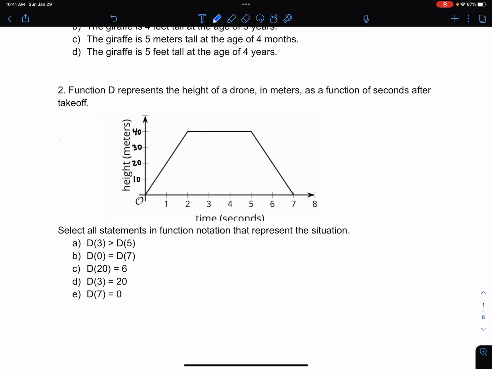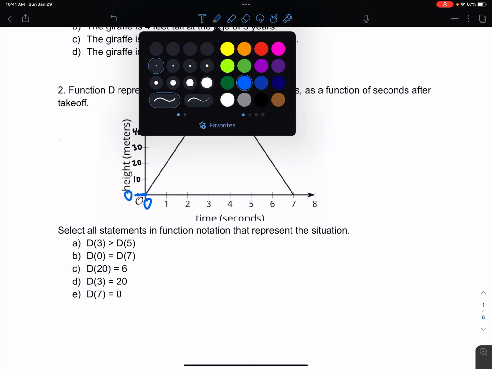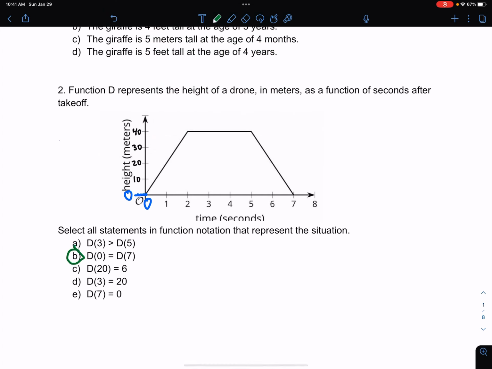Is D of 0 equal to D of 7? Well, here's 0, and D of 0 is going to be 0. So this one is true. So I'm going to circle B as true.